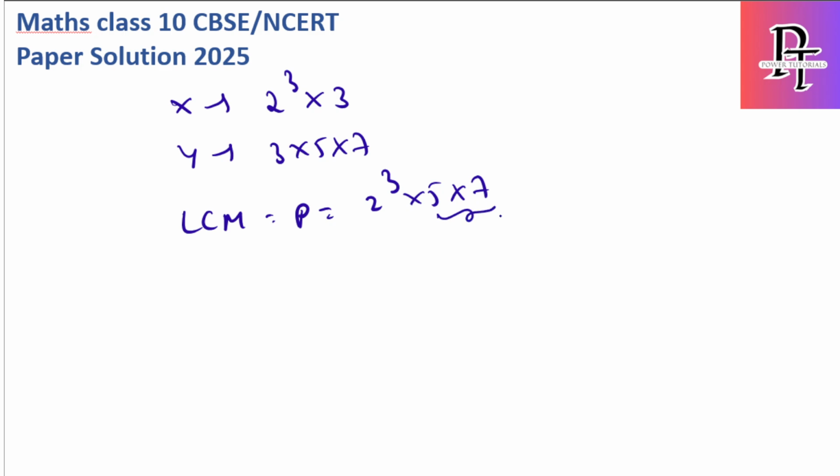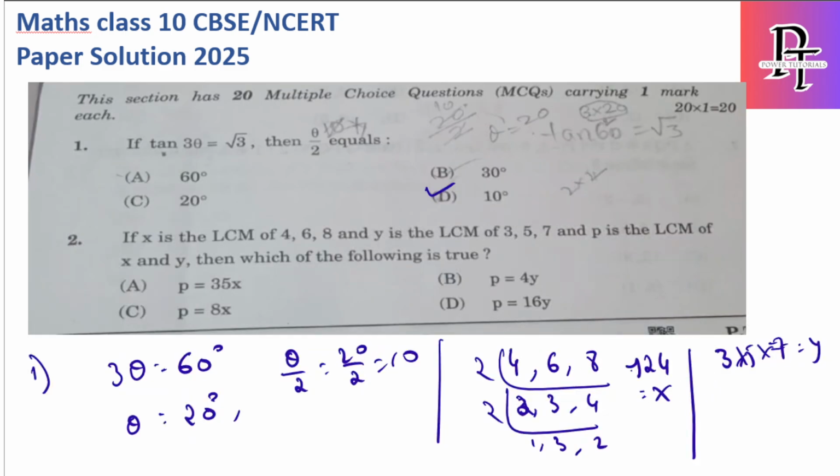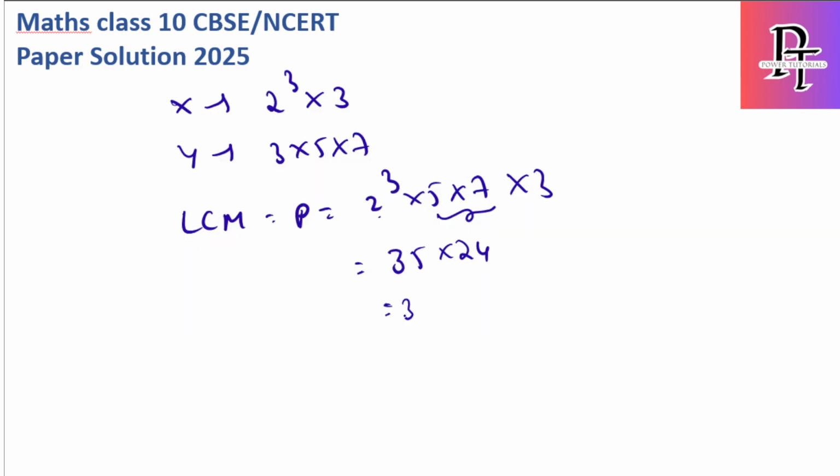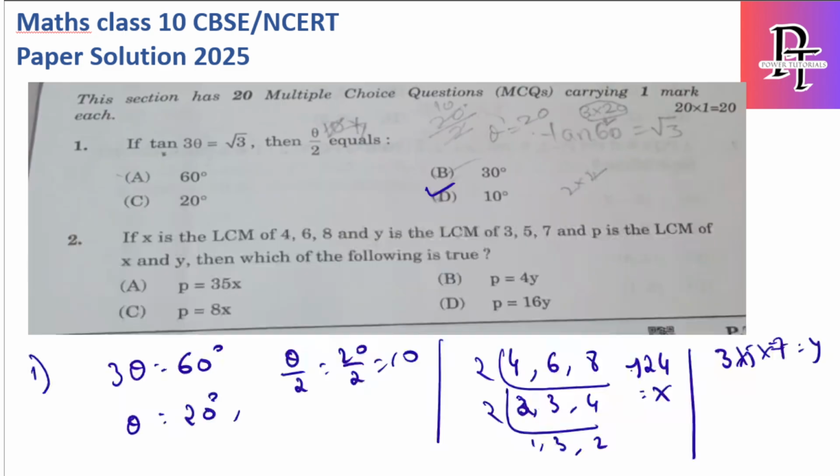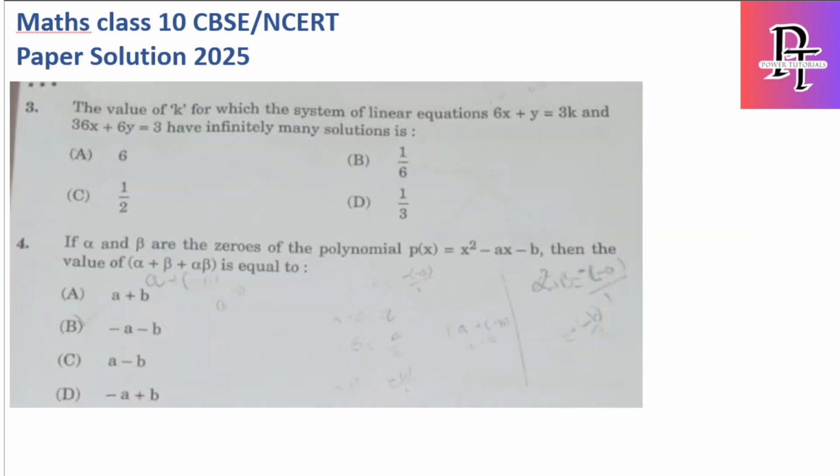So this is 2 cube into 3 into 5 into 7, which is 35 into 24. 24 is nothing but X value here. So the only option here is 35X. You can also cross check with other values. 8X is not possible. 4Y, Y value is 3 into 5 into 7, so 3 into 5 into 7 into 4Y is not possible. 8Y it is correct. If option 8Y is also there, that is also correct. Okay, let's move to the third one.